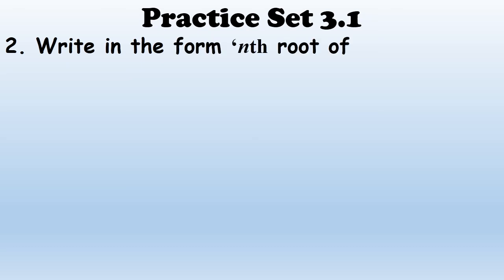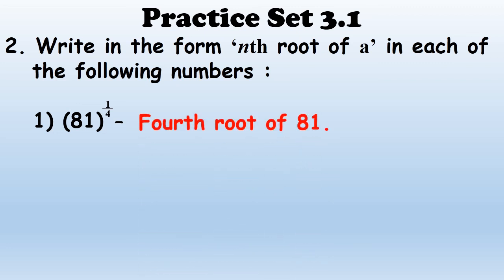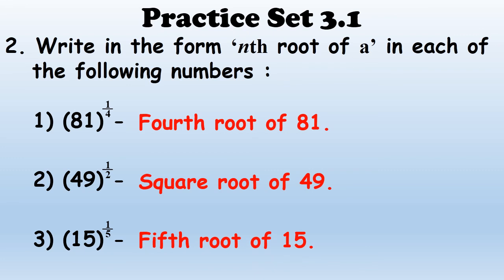Practice set 3.1. Moving on to the second main question. Write in the form nth root of a each of the following numbers. Our first question is 81 raised to 1 upon 4. So the nth root will be 4th root of 81. The second question, 49 raised to 1 upon 2, which is square root of 49. The third one, 15 raised to 1 upon 5, is 5th root of 15.